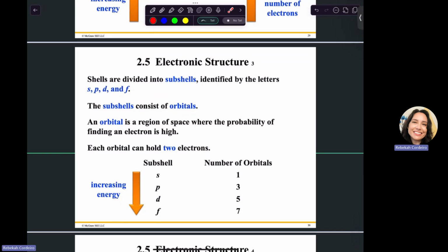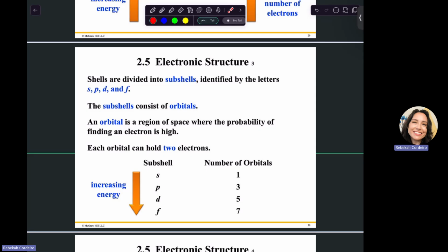Those energy levels are then divided into subshells, and we identify these with the letters S, P, D, and F. These are orbitals, the spatial areas, kind of cloud shapes, where the electrons probably exist. The probability of finding an electron is high in this area. It's kind of like a heat map of where you might find an electron.